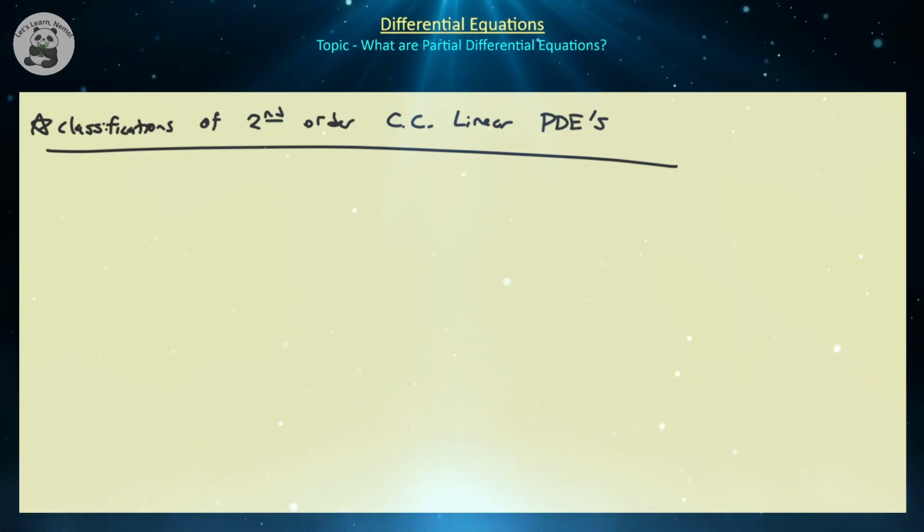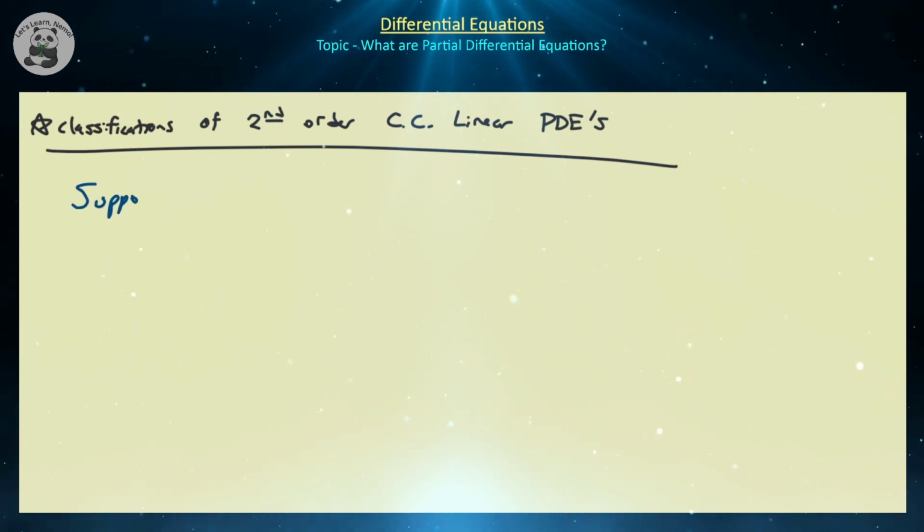Now what I want to do is classify some very commonly studied partial differential equations, in particular of second order. To make this simple, we're going to assume that these PDEs are constant coefficient, but technically they could be functions as long as they are well behaved. But let's just assume constant coefficient PDEs for the sake of simplicity, at least for today.